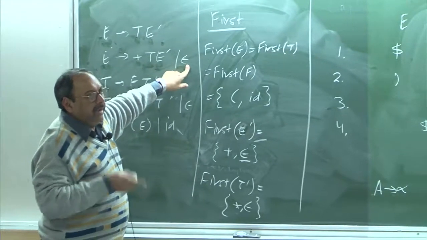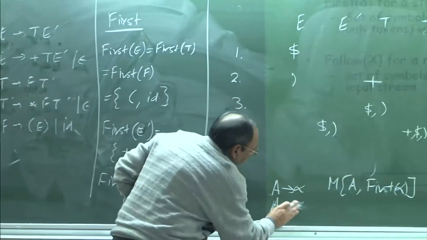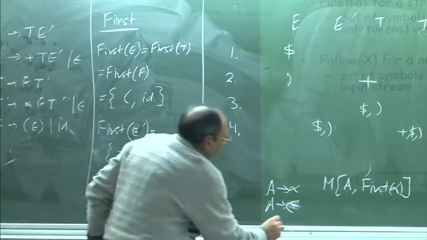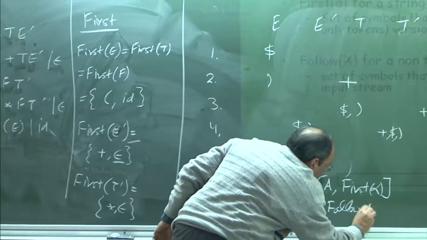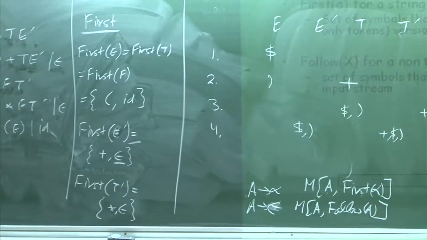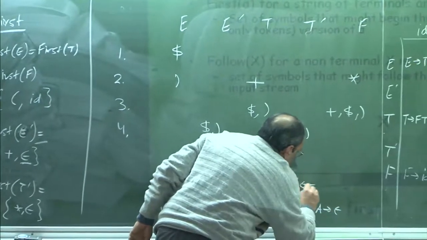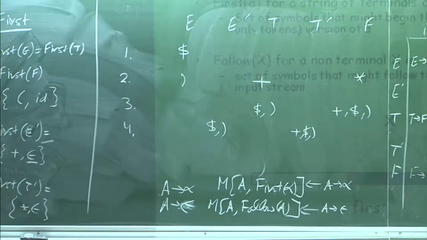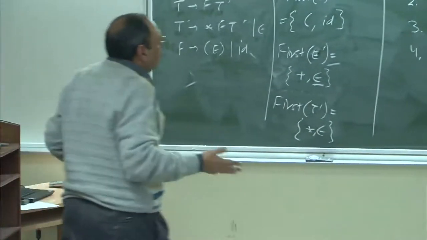Okay? So now I am saying that in case E prime goes to epsilon, then look at the follow set of E prime. And in that entry, if I have a production like A going to epsilon, then look at the entry corresponding to the follow of A. Can you see this? What is happening here? So this is all I need to do. That's how I computed follow sets.